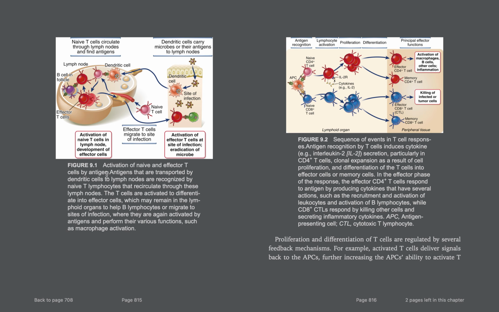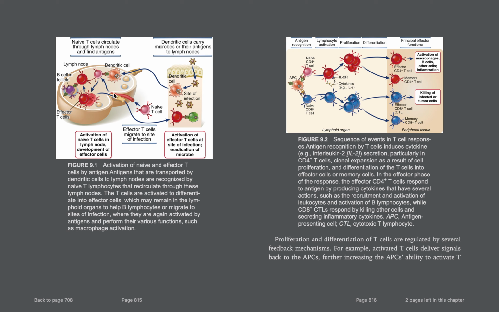What does it explain? This is figure 9.1, activation of naive and effector T cells. Antigens that are transported by the dendritic cell to lymph nodes are recognized by naive T lymphocytes that are recycled through these lymph nodes. The T cells are activated to differentiate into effector cells, which may remain in lymphoid organs to help B lymphocytes or migrate to sites of infection, where they are again activated by antigen and perform their various functions such as macrophage activation.